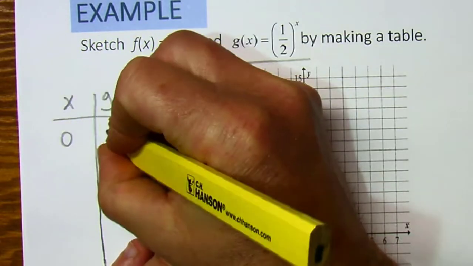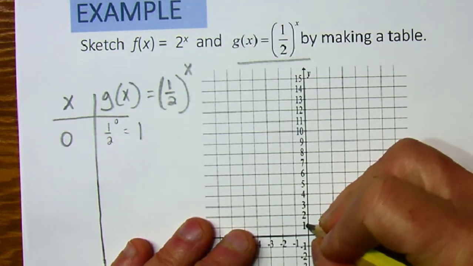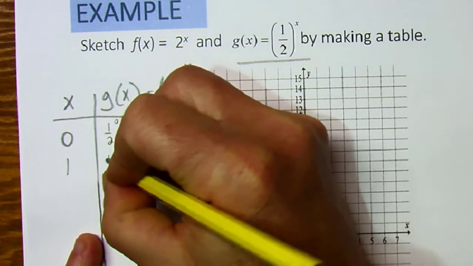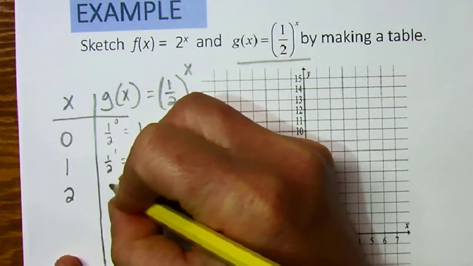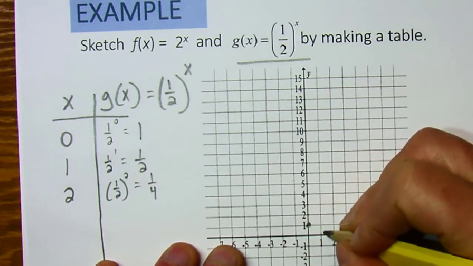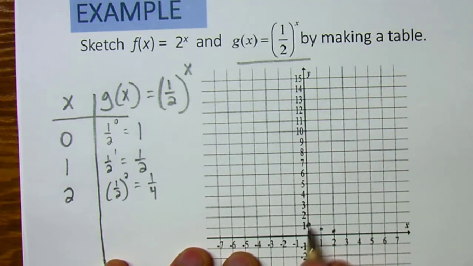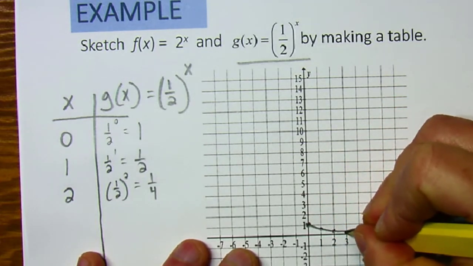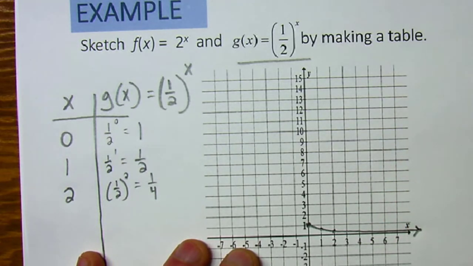When x is 0, we have 1/2 to the 0th power. Anything to the 0th power is 1. When x is 1, we have 1/2 to the first power. That's 1/2. And when x equals 2, we have 1/2 squared, which is 1/4. So we can plot 1, 1/2, and 2, 1/4. Now, as you can see, this is dropping down. We started out at 1, and we're dropping down as we move to the right. The next value would be 1/8, 1/16, 1/32, and so on, but it'll never quite reach 0.